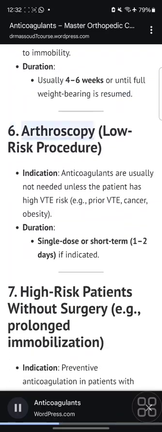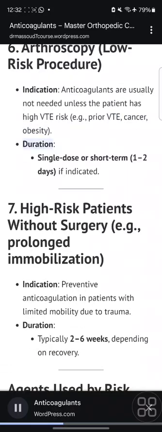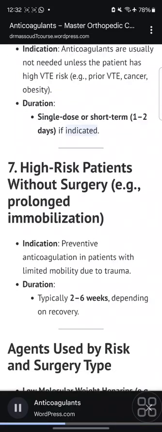6. Arthroscopy, low-risk procedure. Indication: anticoagulants are usually not needed unless the patient has high VTE risk, e.g., prior VTE, cancer, obesity. Duration: single dose or short-term, 1 to 2 days, if indicated.